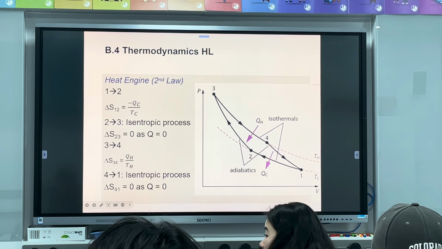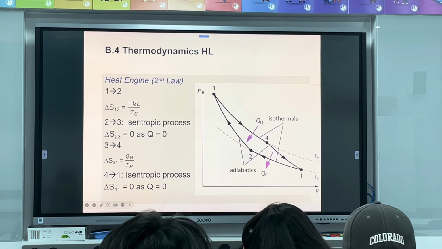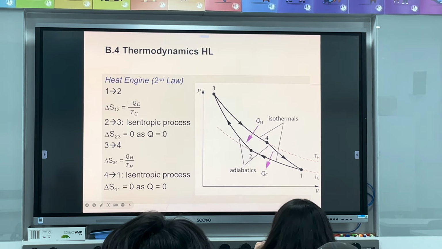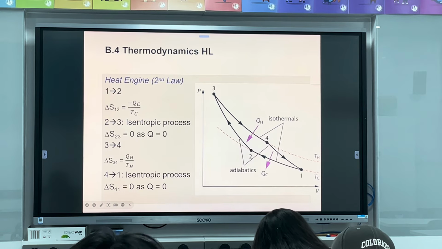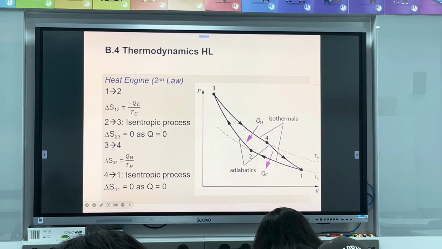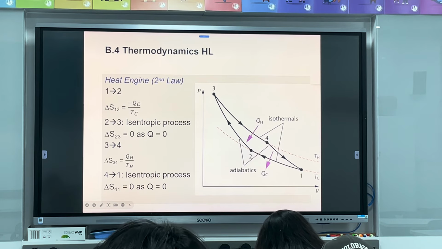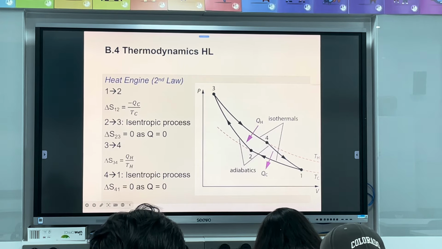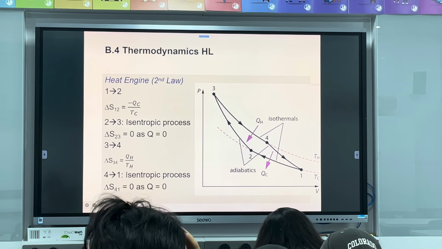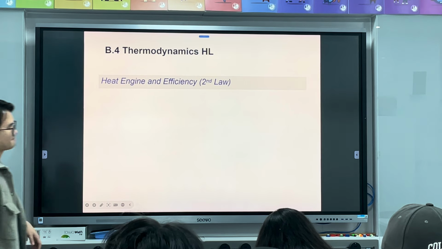That basically just means entropy doesn't change, right? I think it's kind of like a made-up word, like iso plus entropy. Isentropic. I don't know if it's a real word or made-up word, but this is basically just adiabatic, because in adiabatic, entropy doesn't change.